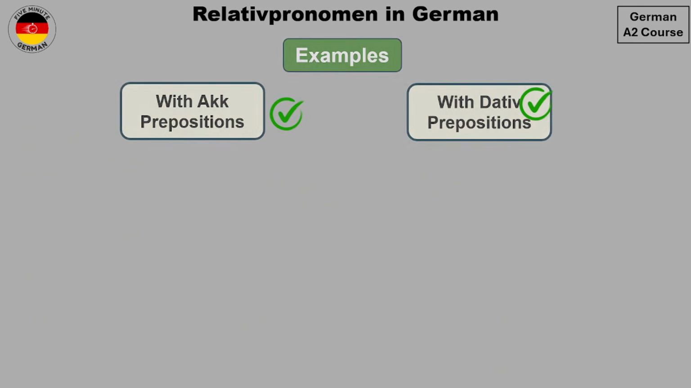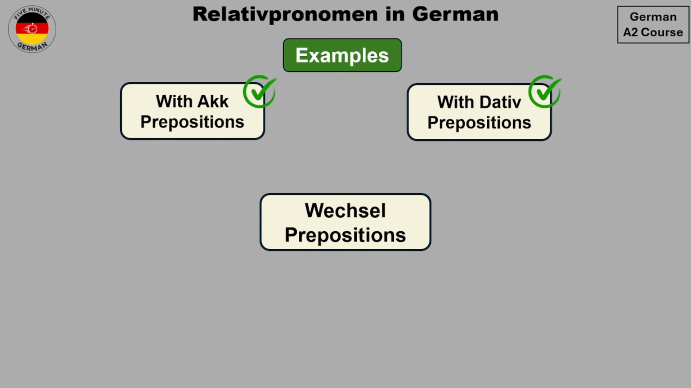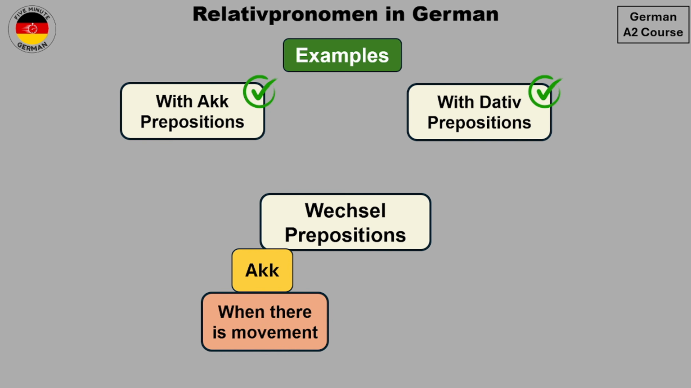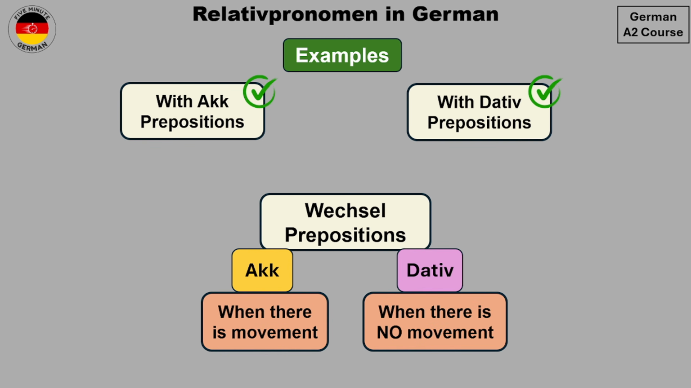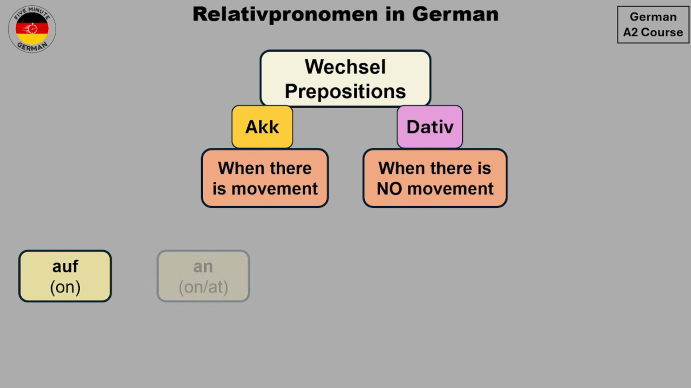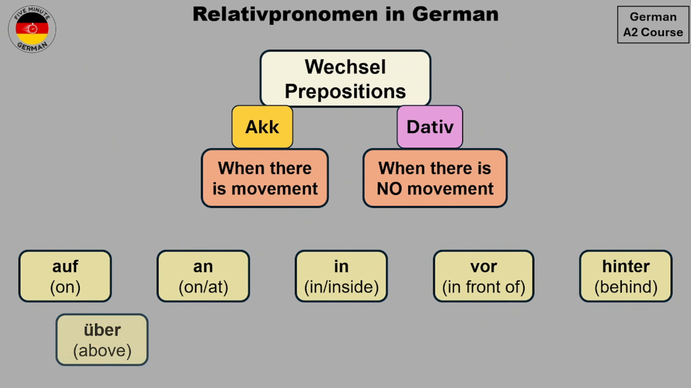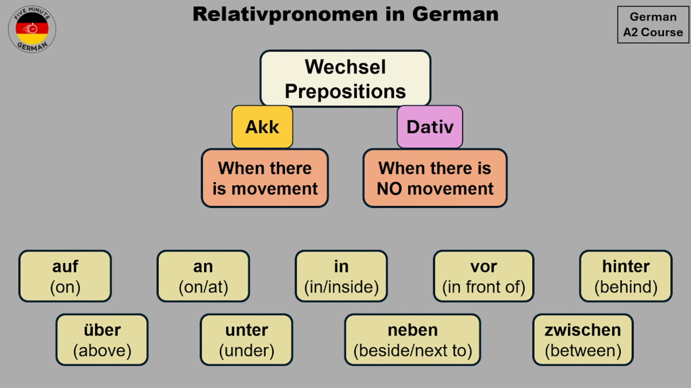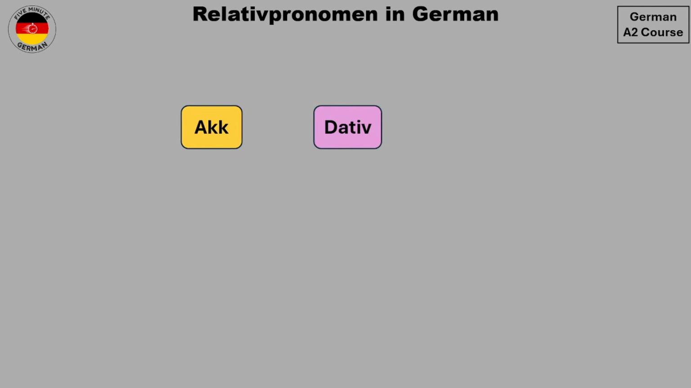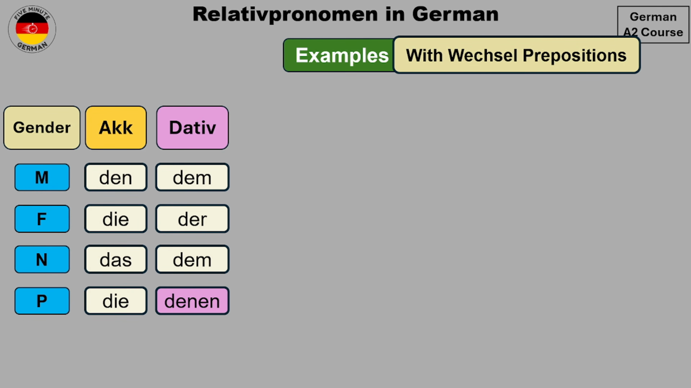Now we have already seen different examples with accusative prepositions and dative prepositions. However, there is another type of preposition, which are Wechsel prepositions. These are prepositions with which we use the accusative case when there is movement, and we use the dative case when there is no movement. So here are the different Wechsel prepositions that we have in German, and we have already done these in an earlier lesson. Now let's see how we will use these Wechsel prepositions in relative sentences.